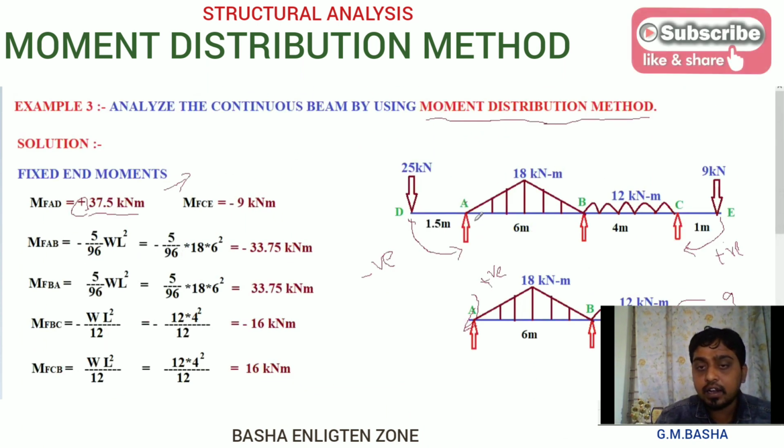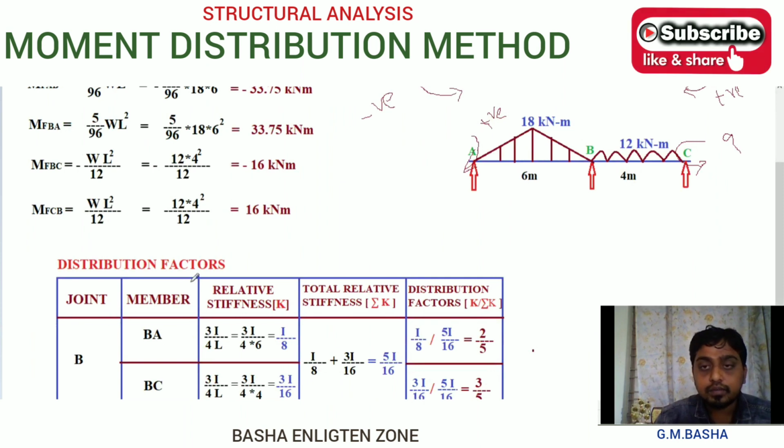Joint B. See here, A and C are the overhanging positions of the beam. Then B is the intermediate joint, only one joint. So for B, connecting members will be BA and BC.